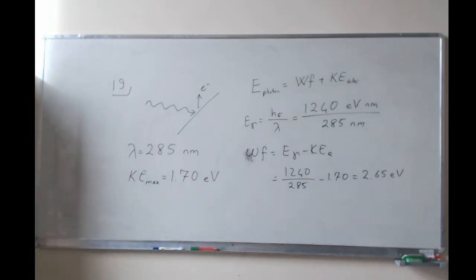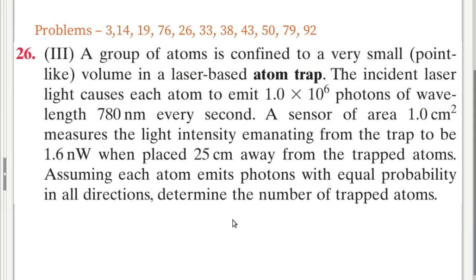Okay. So the next problem is going to be problem 26. So this is a level 3 problem. We have a group of atoms that's confined to a very small point-like volume in a laser-based atom trap. The instant laser light causes each atom to emit 1 billion photons of wavelength 780 nanometers every second. A sensor area of 1 centimeter square measures light intensity emanating from the trap to be 1.6 nanowatts when placed 25 centimeters away from the trapped atoms. Assuming each atom emits photons with equal probability in all directions, determine the number of trapped atoms.